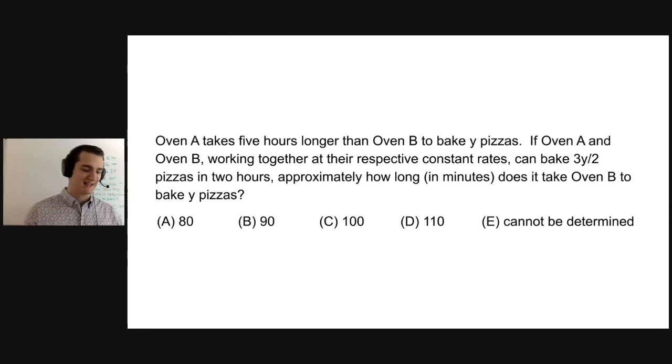Awesome. Hopefully you've had a second to work through this one, and we'll go ahead and start to talk about it together. But the question says this. It says oven A takes 5 hours longer than oven B to bake Y pizzas. If oven A and oven B working together at their respective constant rates can bake 3Y over 2 pizzas in 2 hours, approximately how long in minutes does it take oven B to bake Y pizzas?